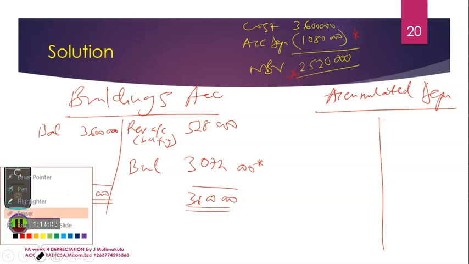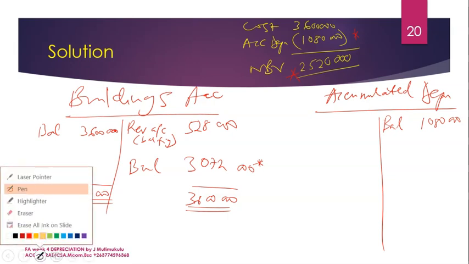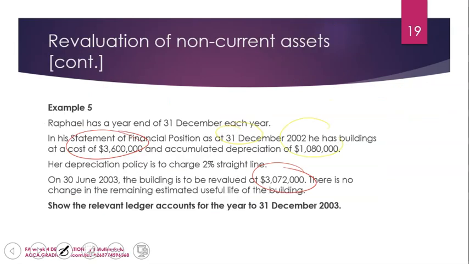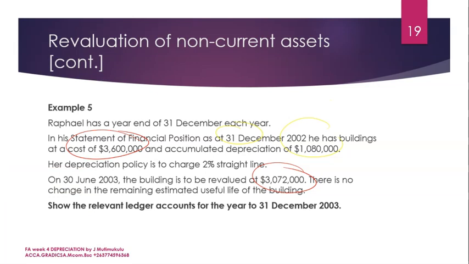The balance was 1080 million. And then there was some depreciation that took place. Remember, these transactions occurred. What we know so far is that, let me just try to change pen.